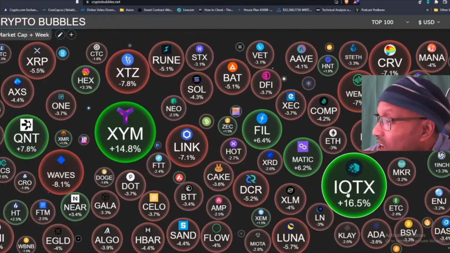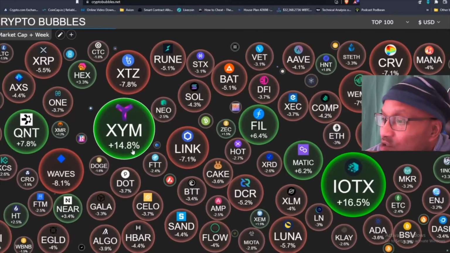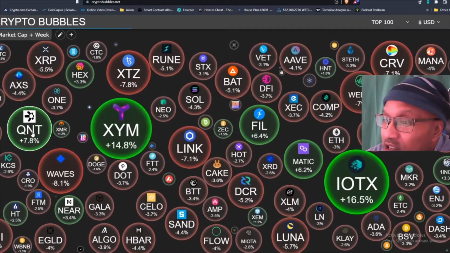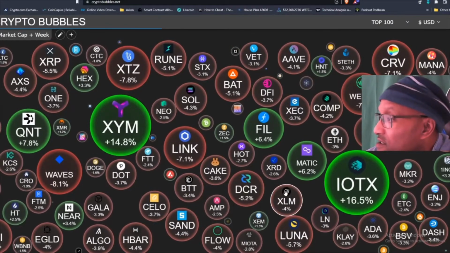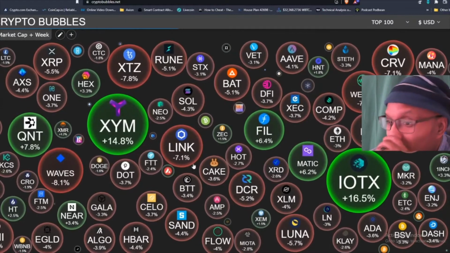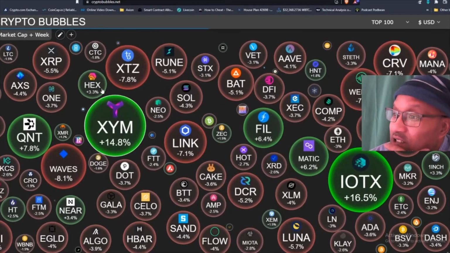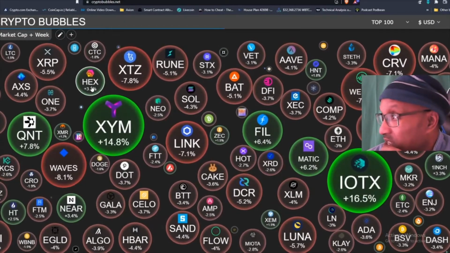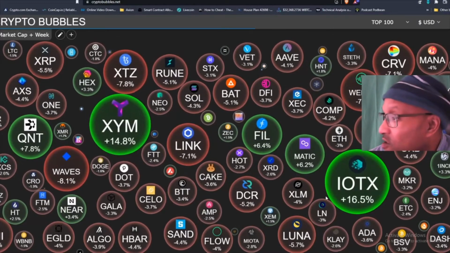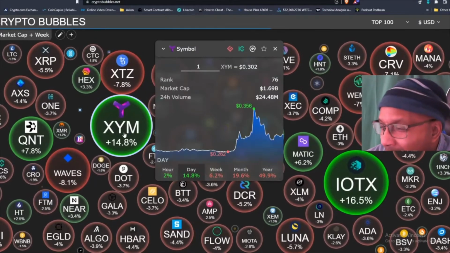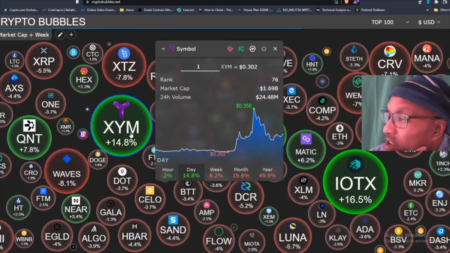Last day, IOTX is green. It's up 16%. XYM is up 14.8%. QNT is up 7.8%. Everything else is in the brown area. Everything else is brown, brown, brown. Ugh, that's not looking good. Hex is up 3%. You remember, I told you guys about Crypto Bubbles. Let's say, for instance, we click on XYM.